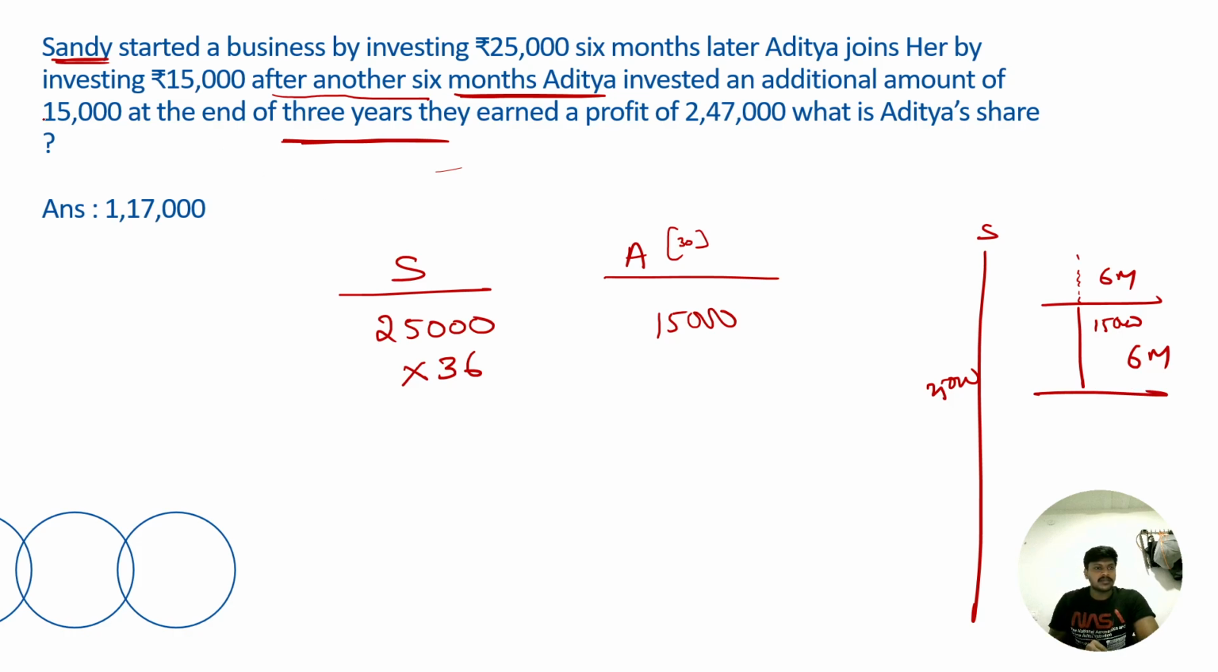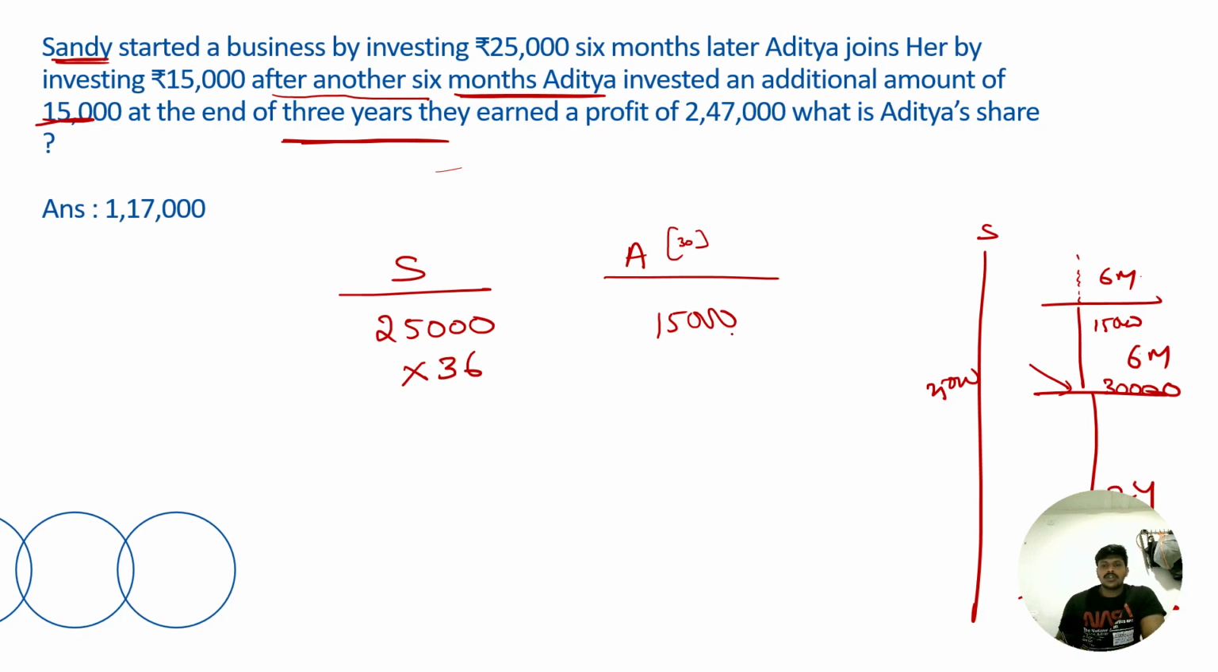Sorry, he added 15,000 again. Now already 15 is there. Now he is adding one more 15. Now the investment became 30,000. This is there in the business for how many remaining months? Already 12 months are over. That is 24 months remaining.